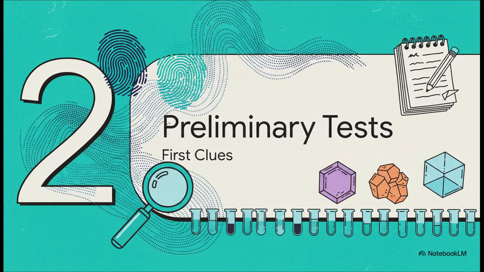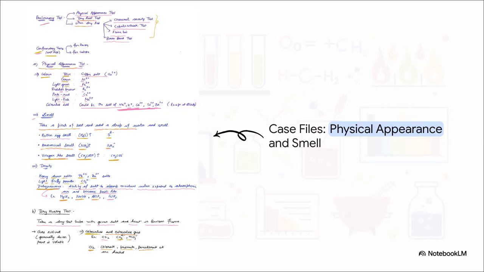Moving on to Section 2, First Clues, Preliminary Tests. This is our initial interrogation right at the scene. Honestly, sometimes a quick glance or a careful sniff is all it takes to cross dozens of suspects off your list right away. If the salt is blue, we might be looking at copper. Light green, we're probably leaning towards iron.